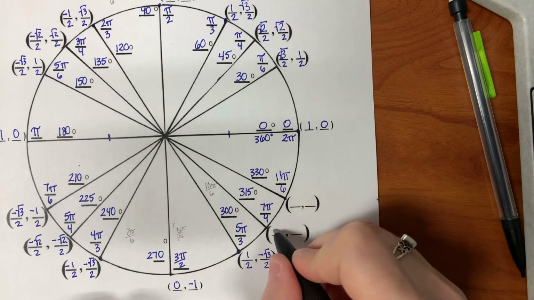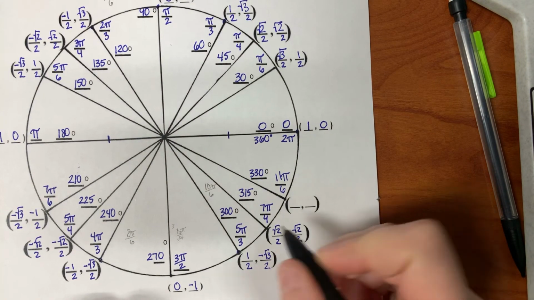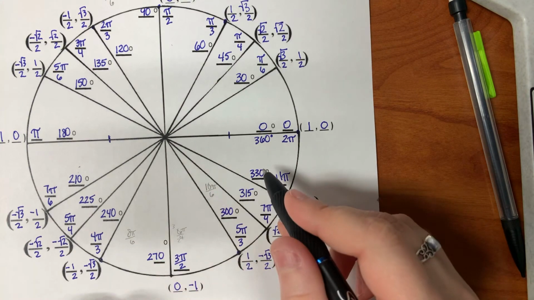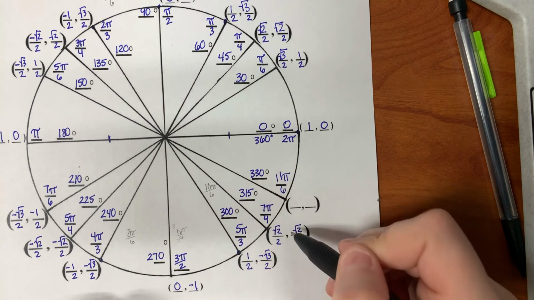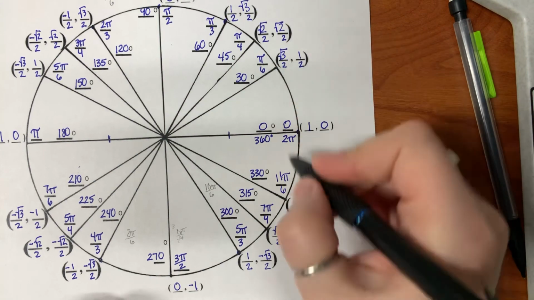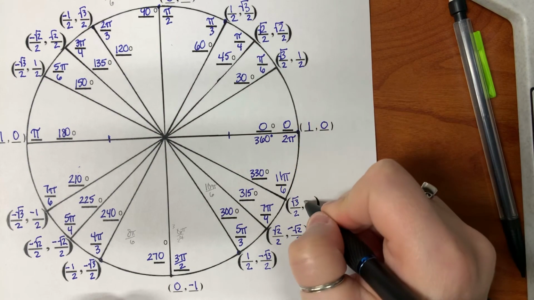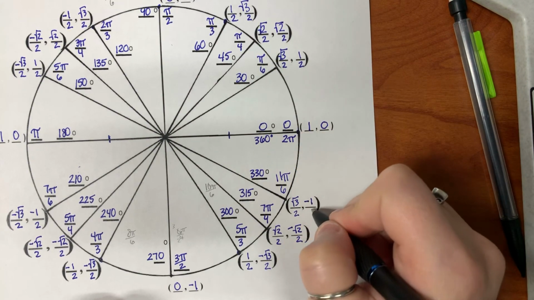Okay, this one, square root of 2 over 2, square root of 2 over 2, and again, my x value is positive, my y value is negative. This one matches up with this one. I've got my square root of 3 over 2, and my y value is negative, and it's 1/2.